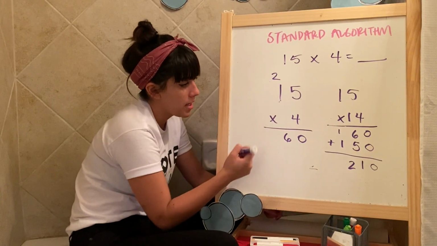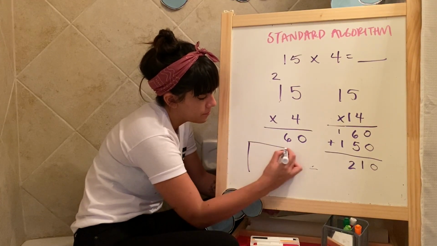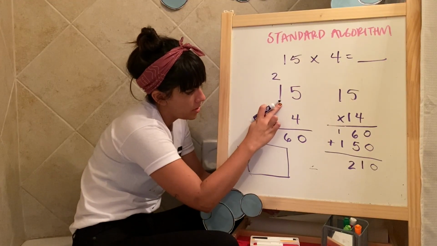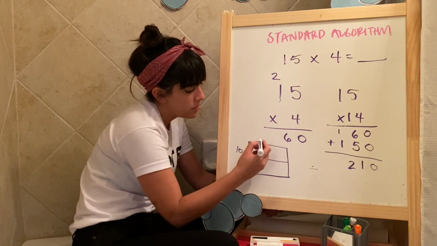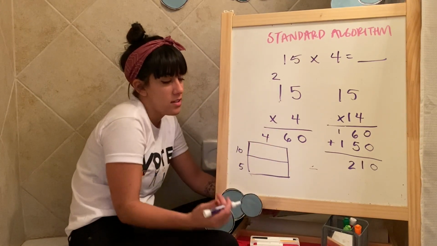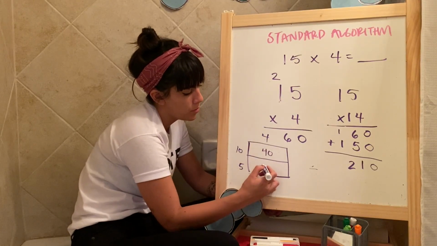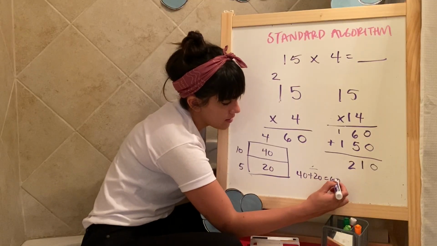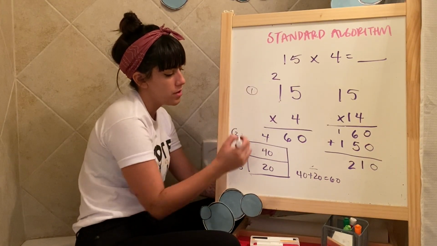I can double check my answer for this one by doing, let's say, an area model. 10 and 5, because 1 in the tens place, 5 in the ones place, make that over. Times 4. I don't have a second number, so that's it. 4 times 10 is 40. 5 times 4 is 20. 40 plus 20 equals 60. So I just checked it with the second strategy. Strategy 1, strategy 2 for this one.